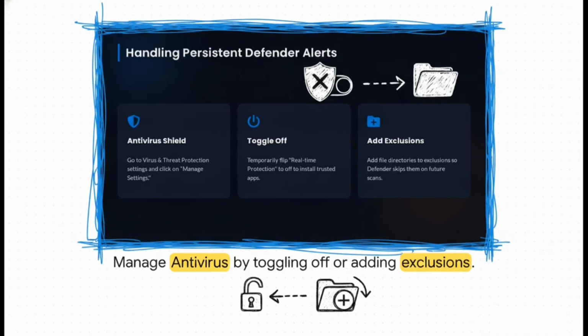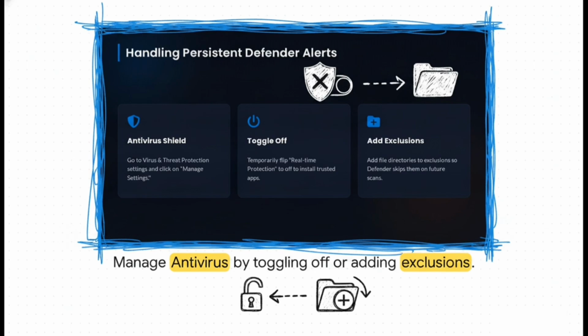Number 4. Handling persistent Defender alerts, because sometimes Smart App Control isn't the only hurdle. If you are still getting blocked at this point, you are likely dealing with the core antivirus shield stepping in, which is Microsoft Defender. To manage this, stay right inside your Windows Security window, but this time go to the Virus and Threat Protection tab.